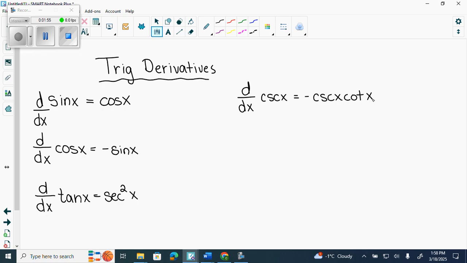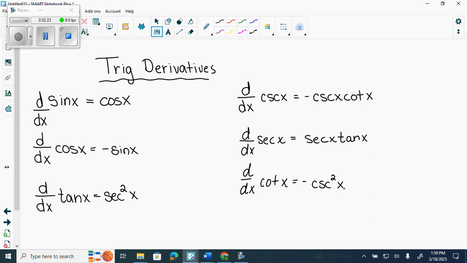You will literally have to memorize these right away, trust me. They look overwhelming, they're not. D over dx of secant x. Secant starts with an s, so that's going to be positive. The derivative is secant x tan x. And then the derivative of cotan x equals negative cosecant squared x.